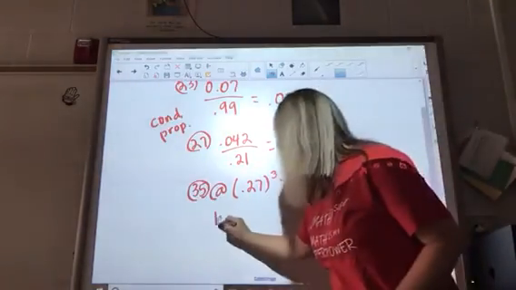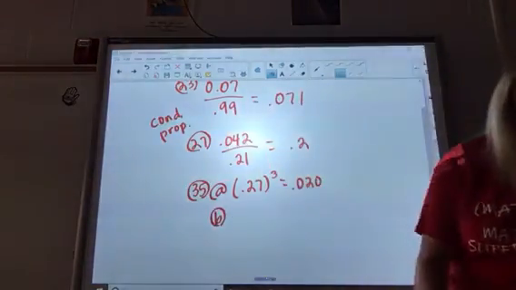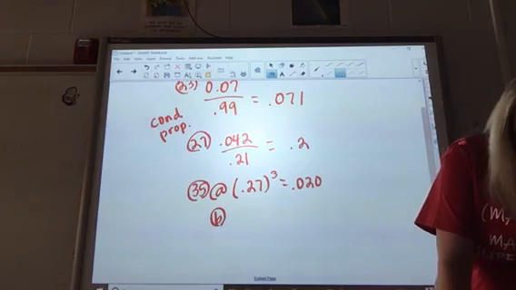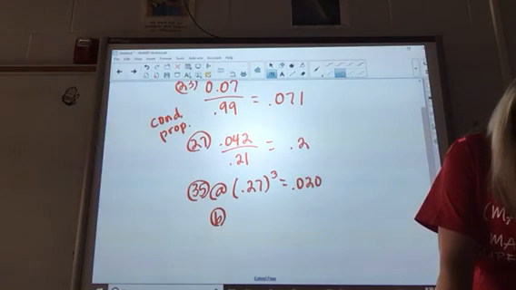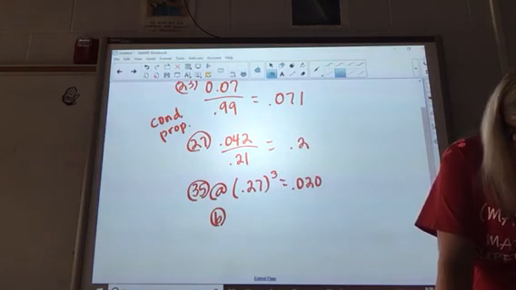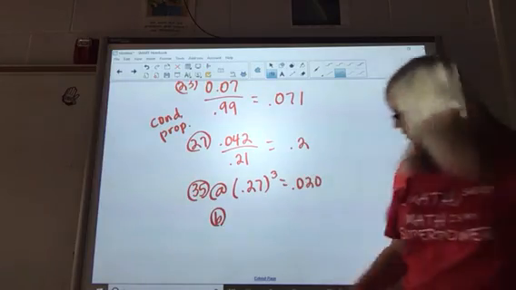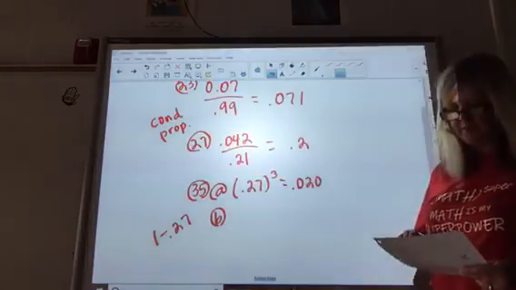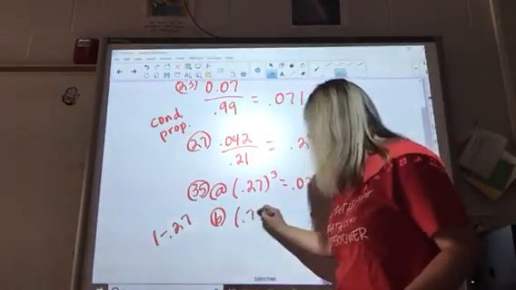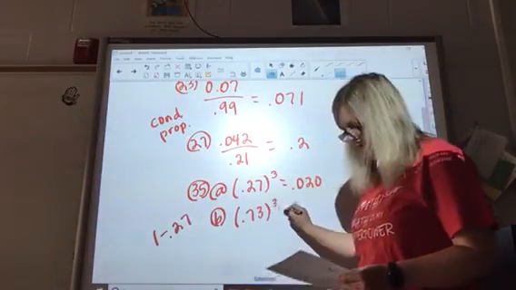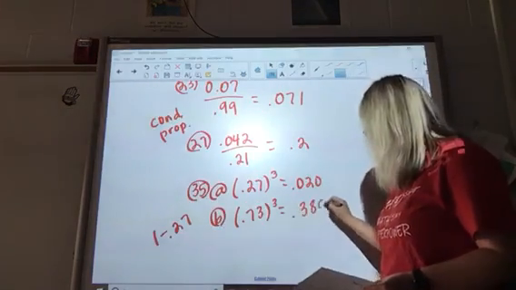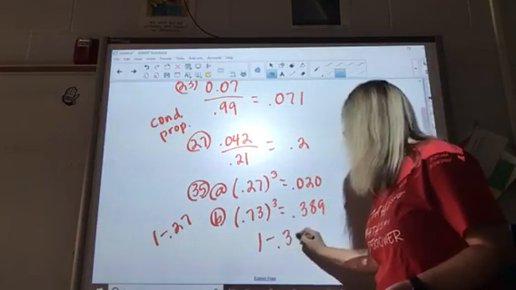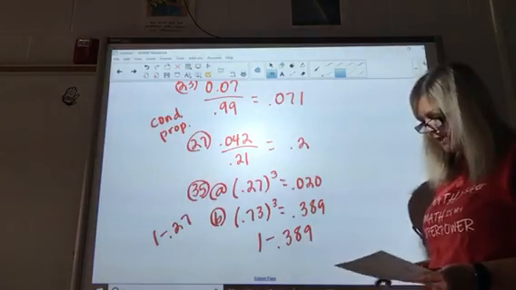And now B is the one I really wanted to zero in on. That's another one of those at least problems. B says at least one of the 3. So the first step we wrote a while ago was to subtract and find the complement, which is 0.73. Raise it to the power, and then subtract from 1. Okay, so the final answer is 0.611.